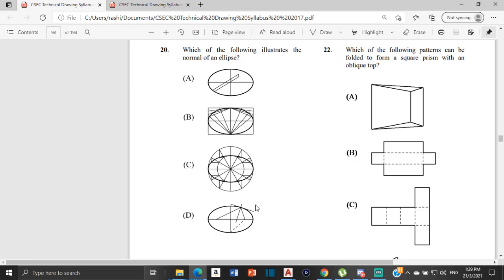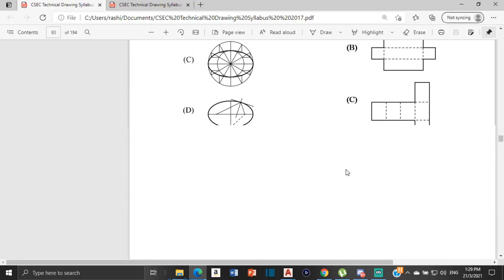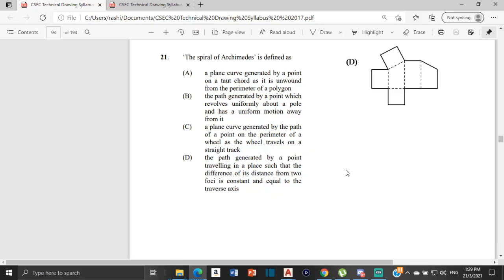So this is the normal right here, and this is the tangent right here. We get this right angle triangle here, then we get the normal, and then we get the tangent. So D shows how you get the normal of an ellipse. Good. Number 21, the spiral of Archimedes, and we did a drawing on this.